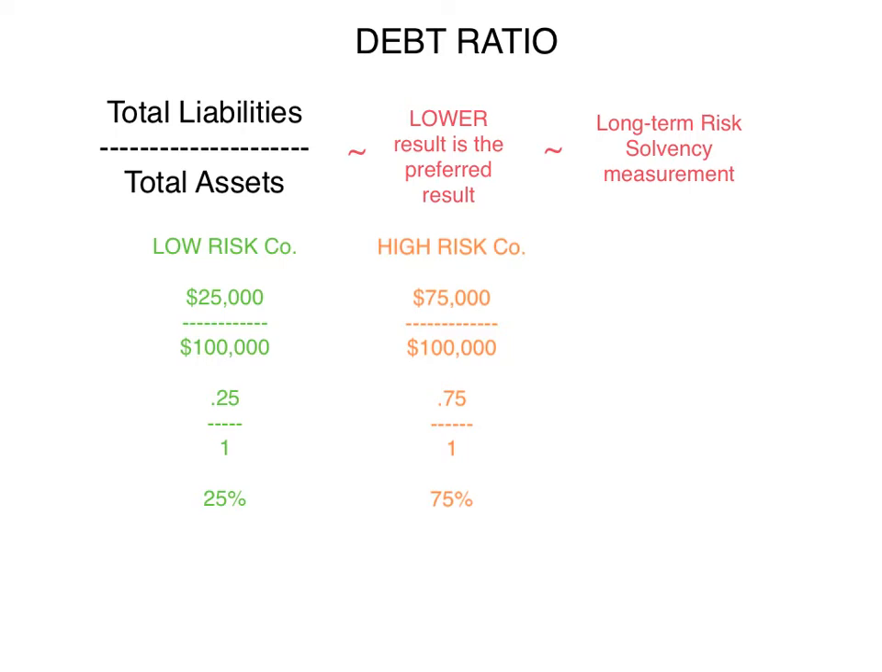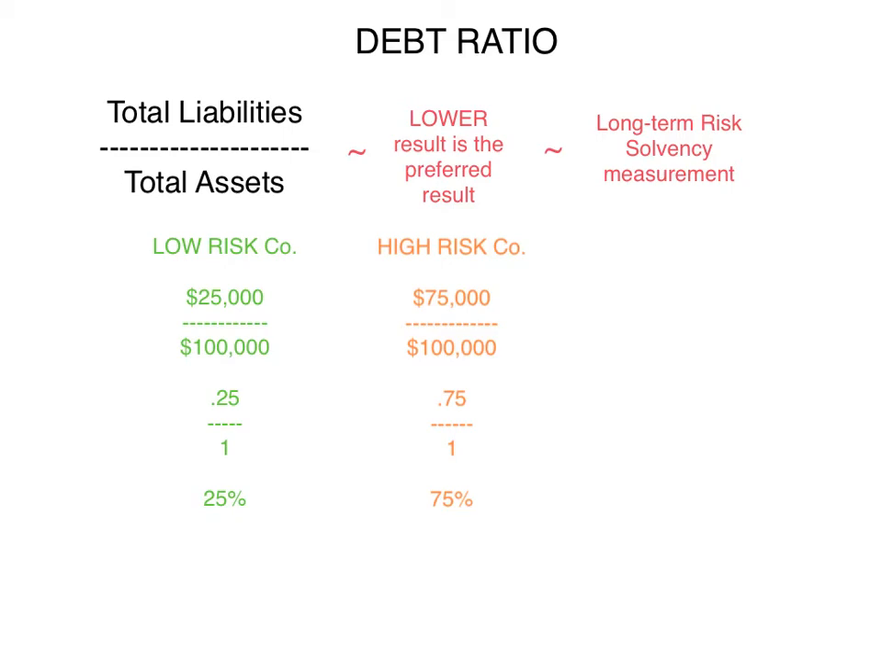For the debt ratio, we know that the lower result is the preferred result. So in this case, the green numbers for low-risk company on the far left, the 25% debt ratio, is a better result than the 75% ratio for the orange company in the middle. The debt ratio is a long-term risk or a solvency measurement.